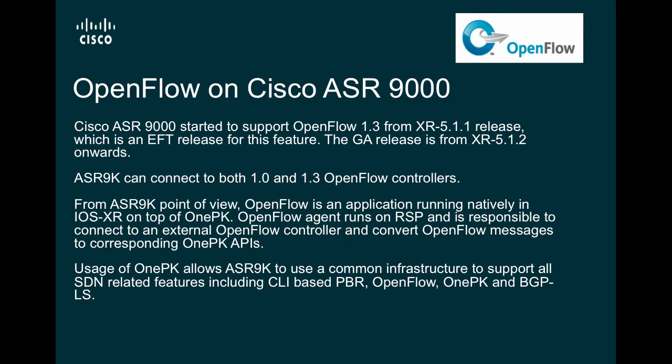This OpenFlow agent runs on the RSP, and it is responsible for connecting to an external OpenFlow controller. What it does is convert these OpenFlow messages to corresponding onePK APIs. The reason why Cisco is using onePK is because it gives a common infrastructure to support all SDN related features.